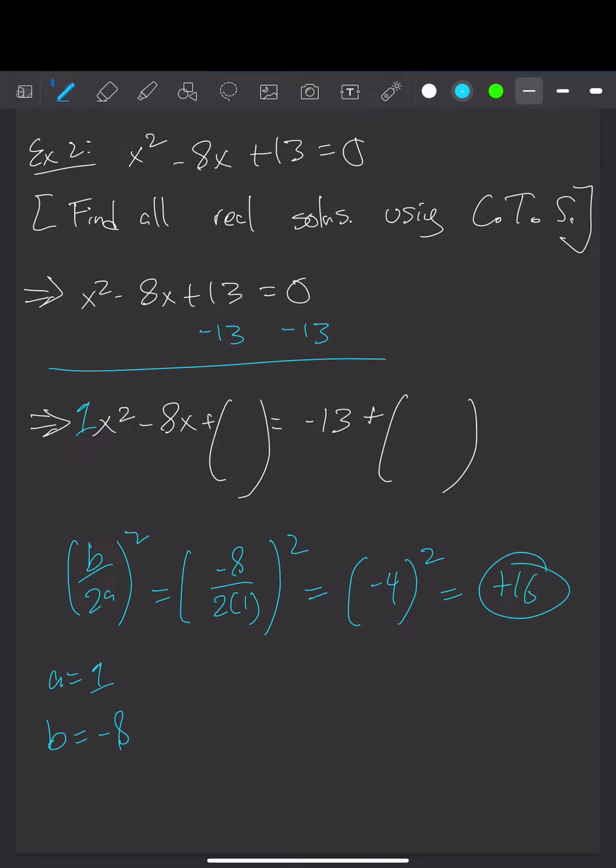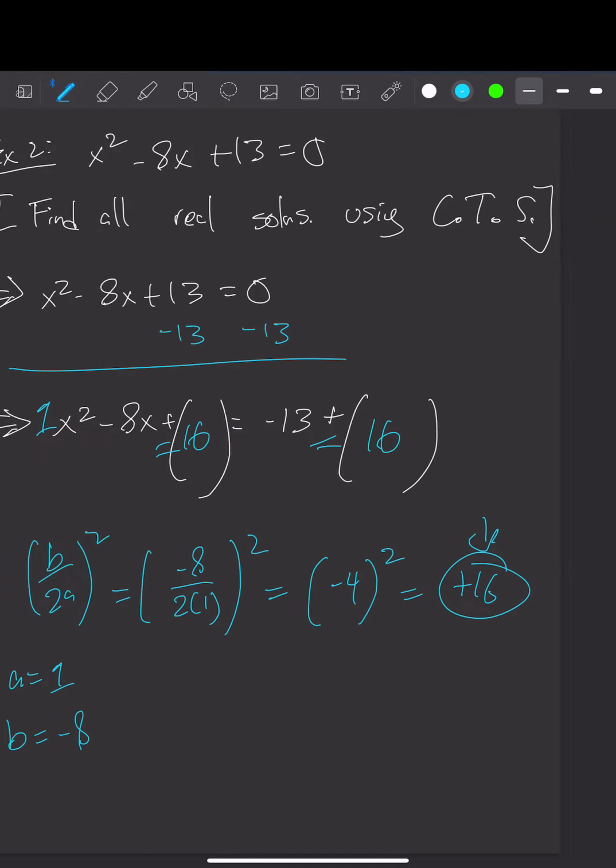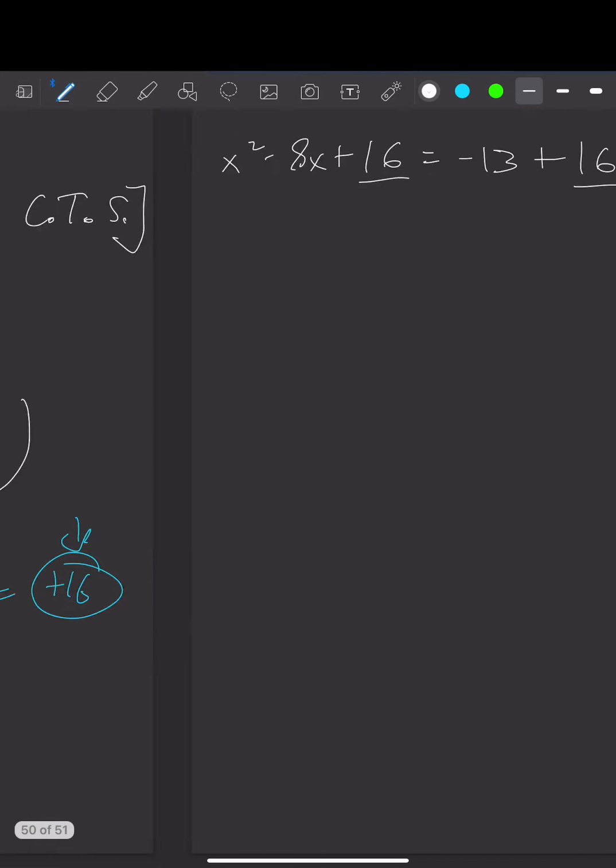Sweet. So now this number is going to go here and here. Whatever you do on the left-hand side, you also have to do on the right-hand side. And since you're adding that 16, don't forget that addition. So now your new equation should look something like this: x squared minus 8x plus the new number 16 equals negative 13 plus the other new number 16, because we have to do it to both sides.